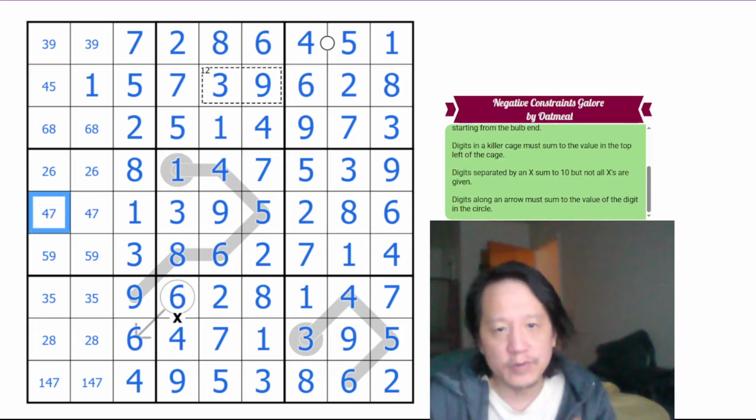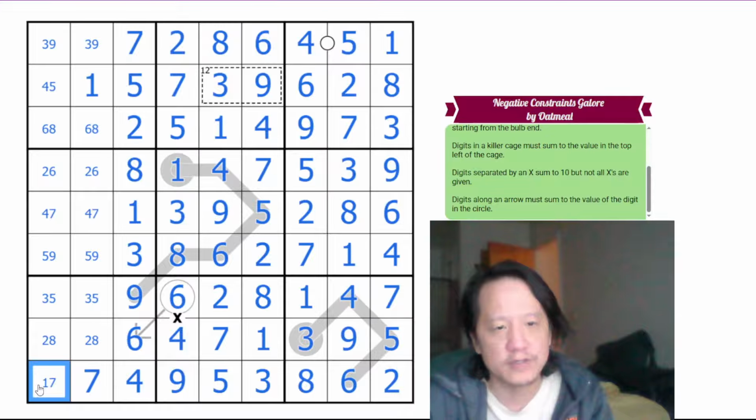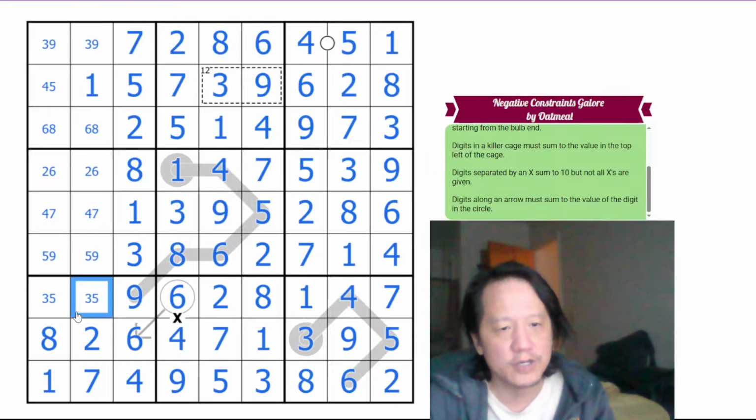1 cannot be here. This can't be 4. 1 eliminates 1 here, so this is 7. That's 1. 8 can't be adjacent to a 7, so this is 2. That's 8. 3 can't be adjacent to a 2, so that's 5 and 3.